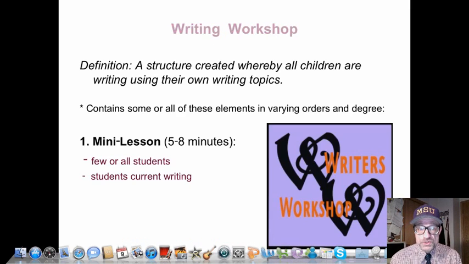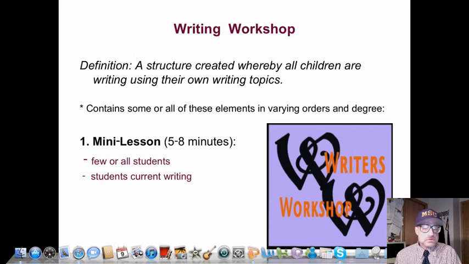Know that writing workshop contains some or all of the following elements that I'll be looking at in various degrees. If you understand the basic concept, you should be able to adopt and adapt to meet your situation. All right? Definition. Always start with that. A structure created whereby all children are writing using their own writing topics.